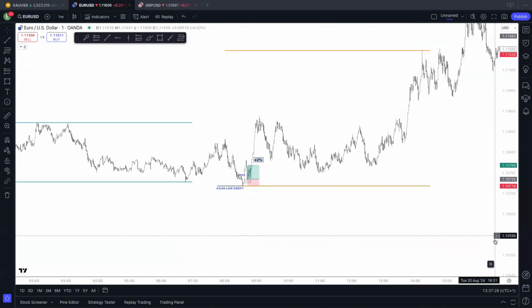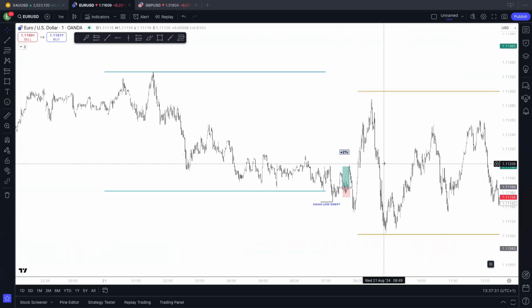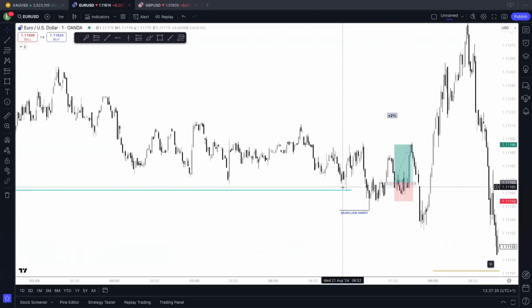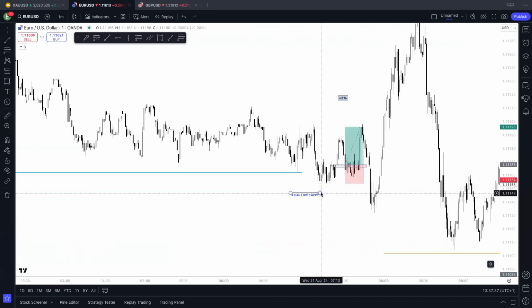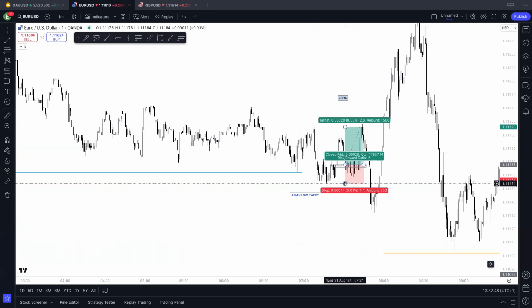So we're 2% up. We then head over to Wednesday. Wednesday, we had the exact same thing happening, okay? We had Asia low being swept right over here. Okay, we had a market structure shift right over here. Left behind an imbalance, take the trade from the imbalance, stop loss, placed it at the swing low right over here.